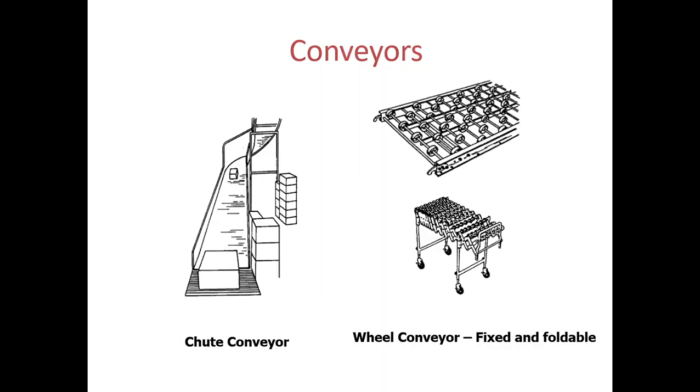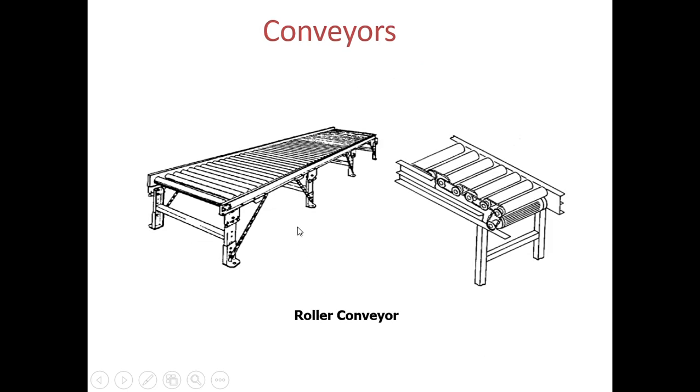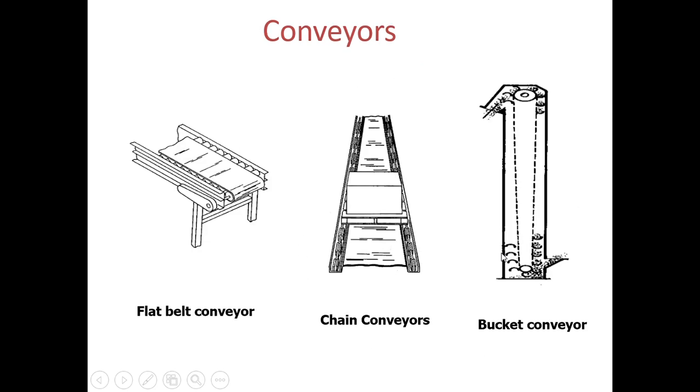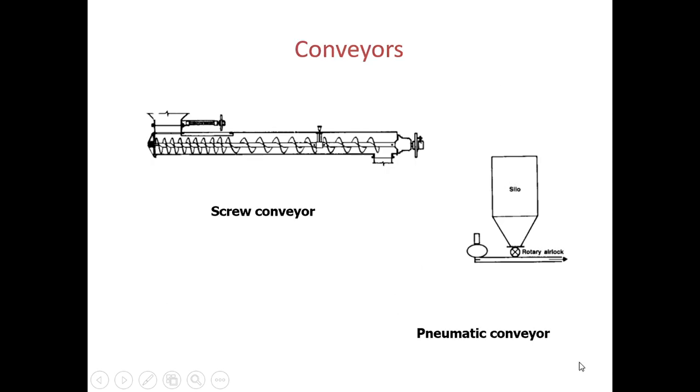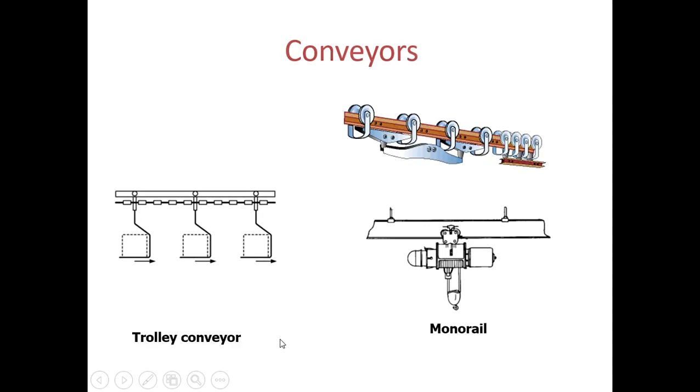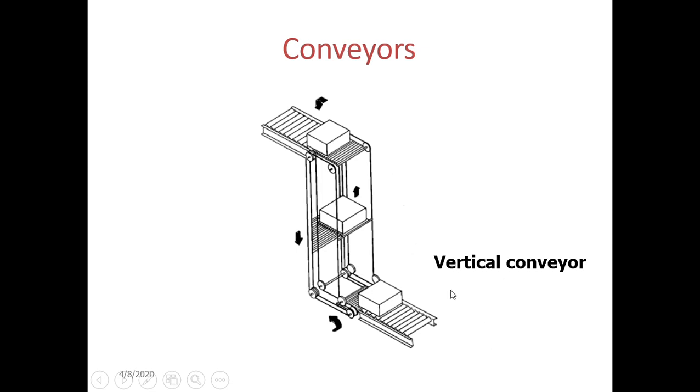So in transportation equipment, you'll find conveyors, cranes, industrial trucks. There are different types of conveyors, namely chute conveyor, wheel conveyor, as you can see here. Beside this, roller conveyors, flat bed conveyor, chain conveyor, bucket conveyor, screw conveyor, pneumatic conveyor, trolley conveyor, monorail, vertical conveyor.